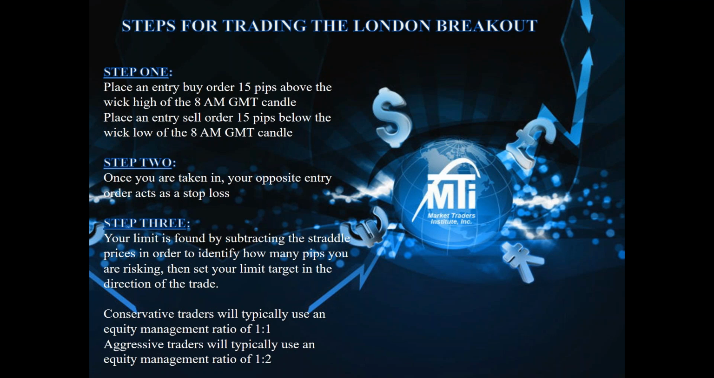You're going to make the decision as far as if you want to trade this conservatively or if you want to trade this aggressively before you get into the position. That way you know where you're going to be looking to place your limit target. So we're looking for either 1-to-1 or 2-to-1. Any questions on this?